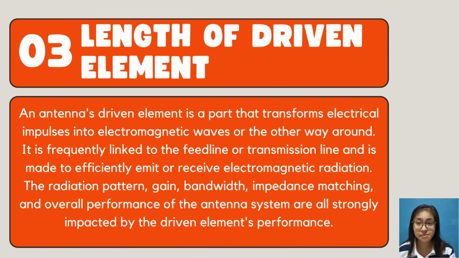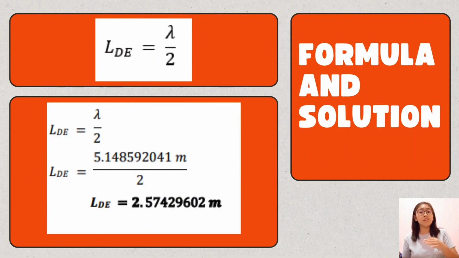An antenna's driven element is a part that transforms electric impulses into electromagnetic waves, or the other way around. It is frequently linked to the feed line or transmission line and is made to efficiently emit or receive electromagnetic radiation. The radiation pattern, gain, bandwidth, impedance matching, and overall performance of the antenna system are all strongly impacted by the driven element's performance. For the formula of the length of the driven element, we have wavelength divided by 2.